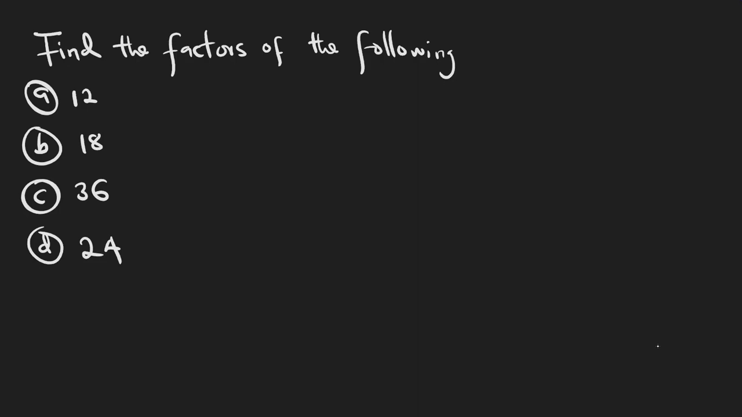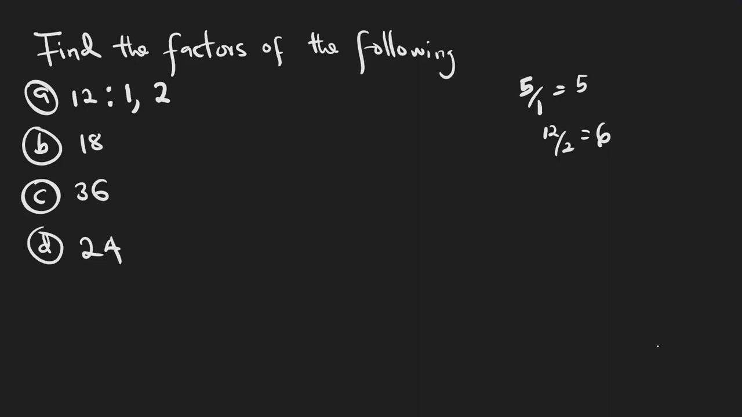So let's see. The first factor of every number is 1, because any number divided by 1 will still give you that number. For example, if you have 5 divided by 1, it will always give you 5. So therefore 1 is a general factor of all numbers. We say 1 is therefore a general factor. So the first factor of 12 is 1, right? The next one is 2. 12 divided by 2 is equal to 6, right? So then 2 is also a factor of 12.